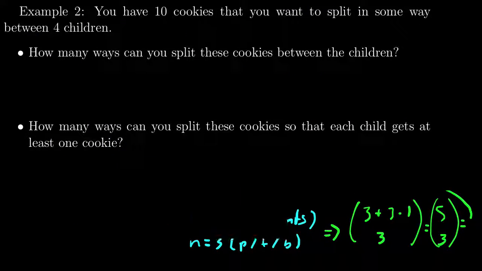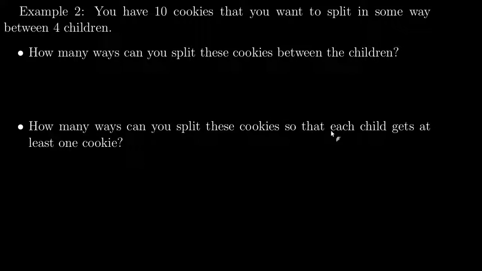Alright, let's look at another example. Make sure we've got this idea. So, I have 10 cookies. I want to split them in some way between 4 children. And how many ways can I split these 10 cookies between the children? And how many ways can you split these cookies for part B so that each child gets at least 1 cookie?